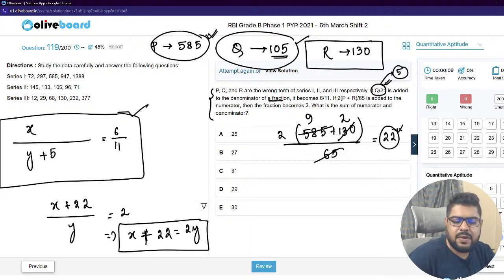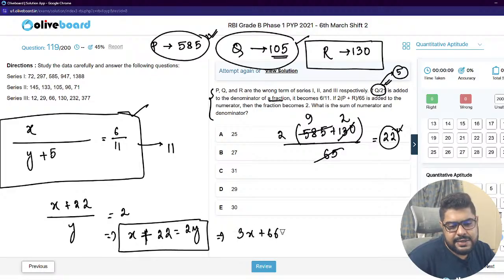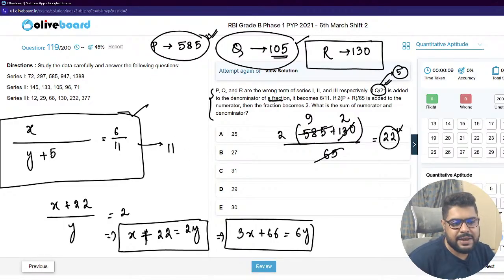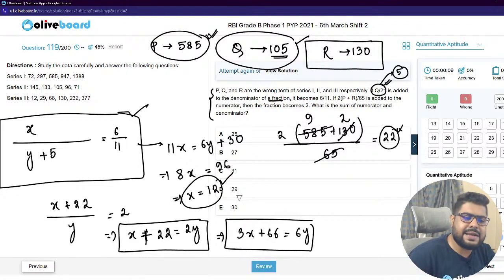That's one thing. Now from here you can write 11. Let's do one thing. From here I am writing, multiply it by 3. 3x plus 66 is equal to 6y. Why? Because I can see 6y will come. 11x is 6y plus 6 5s are 30. In place of 6y you put 3x plus 66. So 8x will become this and this will become 96. x is 12. x definitely is 12. Now put the value anywhere, you will get the value of y.